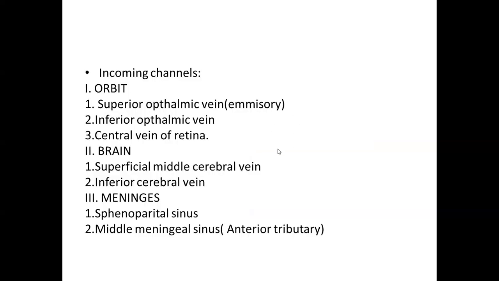Coming to the channels with which cavernous sinus communicates, it has incoming channels, outgoing channels, and interconnections. Incoming channels are mainly received from orbit, brain, and meninges. From orbit, there are three veins: superior ophthalmic vein, inferior ophthalmic vein, and central vein of retina. The superior ophthalmic vein acts as an emissary vein. It acts as incoming as well as outgoing depending upon the pressure and the gravity.